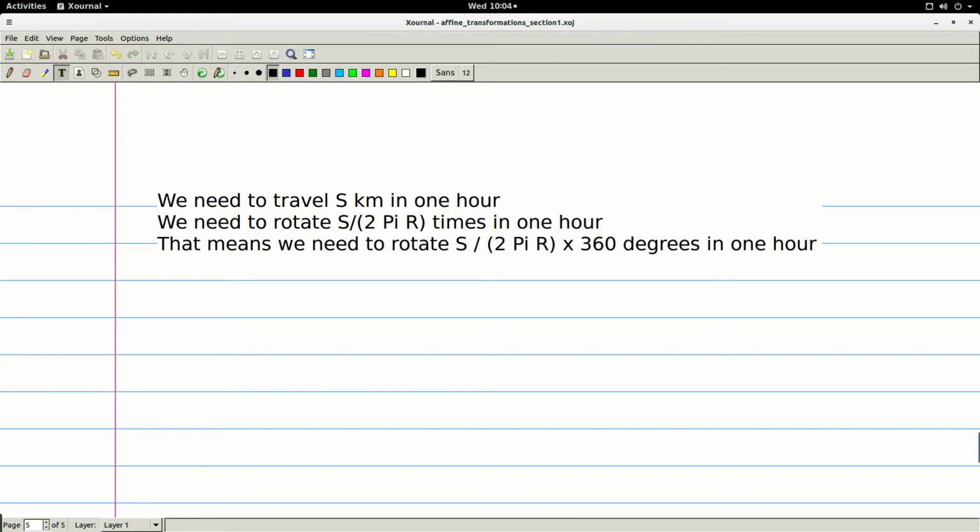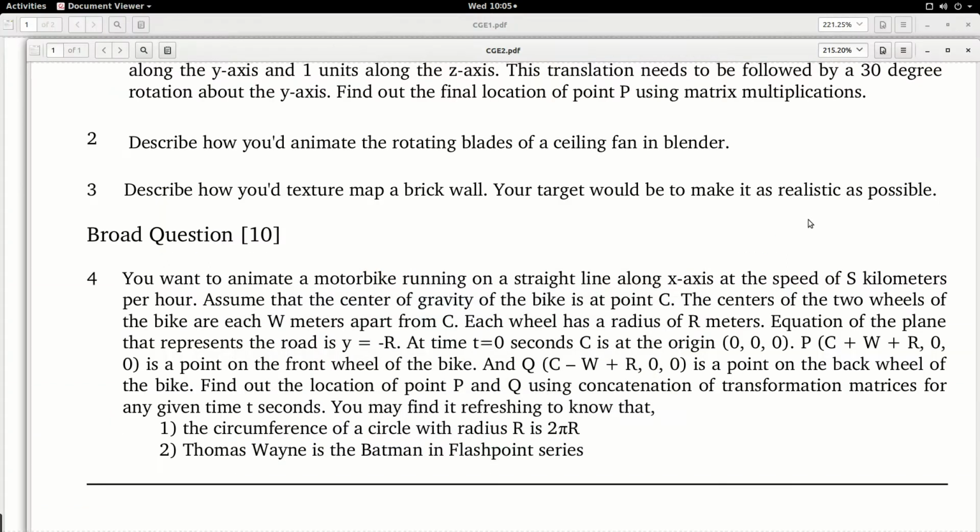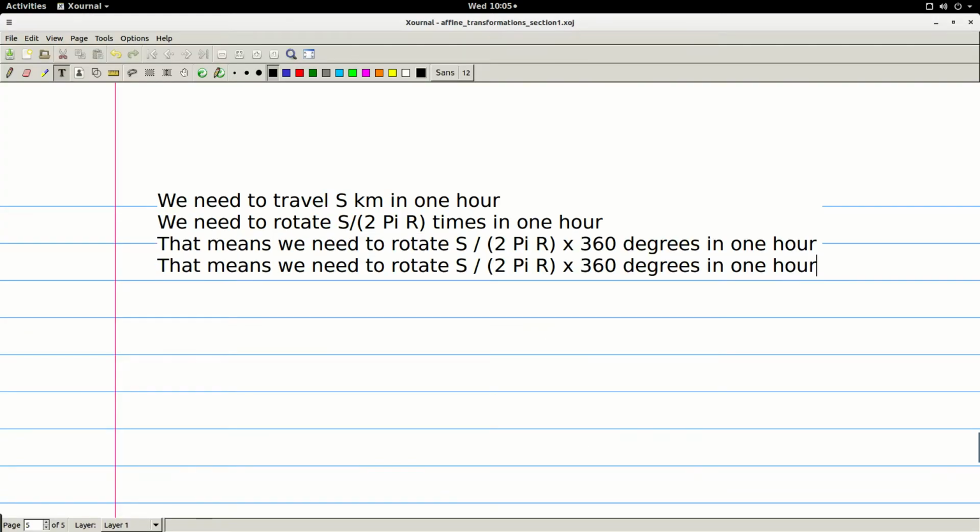Can we say this? Because in one full rotation, we're actually rotating 360 degrees. So that means we're going to rotate s divided by 2 pi r into 360 degrees in 1 hour. All right, if you look at the question now, we want to find out the location of point P and Q at any given time in t seconds, right? But this is given in 1 hour, so we can copy this and say that this is in 1 hour.